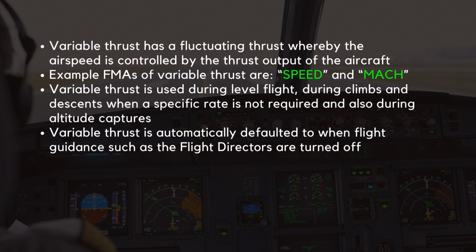Variable thrust, on the other hand, has a fluctuating thrust whereby the airspeed is controlled by the thrust output of the aircraft. Example FMAs of variable thrust are speed and Mach. Variable thrust is used during level flight, during climbs and descents when a specific rate is required, and also during altitude captures. Variable thrust is automatically defaulted to when flight guidance, such as the flight directors, are turned off. We will now go into each autothrust FMA one by one.